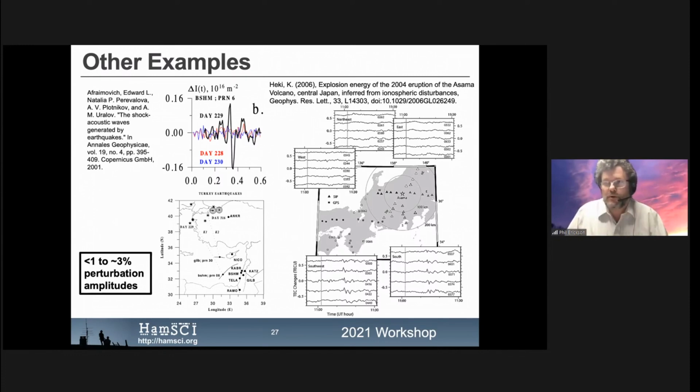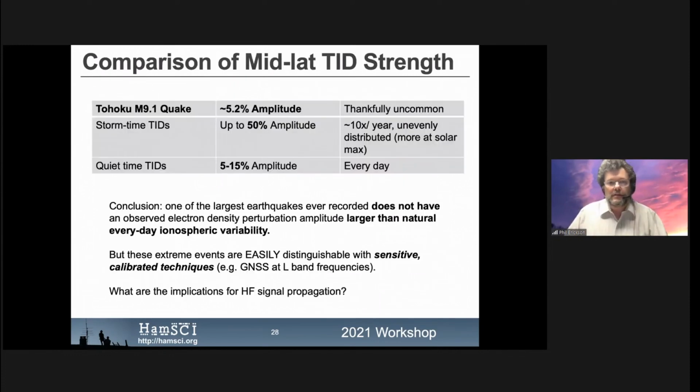So let's continue our thought experiment then. So there's an example. Notice that storm time TIDs are 50% amplitude. Quiet time can be up to 15% amplitude. And one of the largest things we found was 5%. So it turns out that I can't disambiguate the earthquake signatures from the normal day-to-day variability that happens. I can do it with calibrated instruments. So the question is, what if I look at HF signal propagation? I'm going to conclude with that. Can I see this kind of effect?